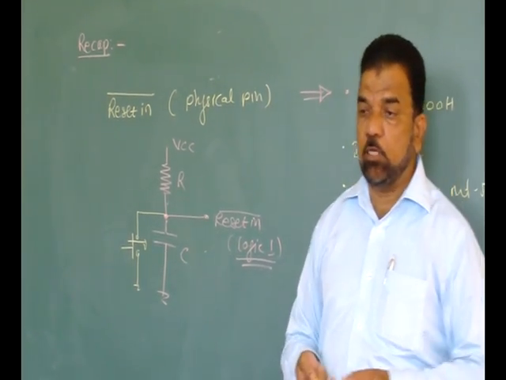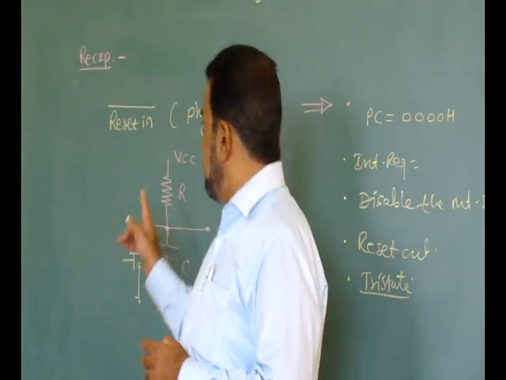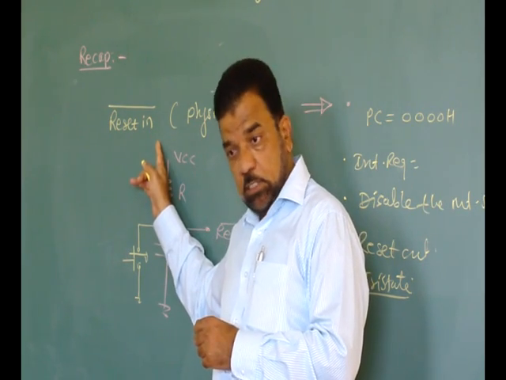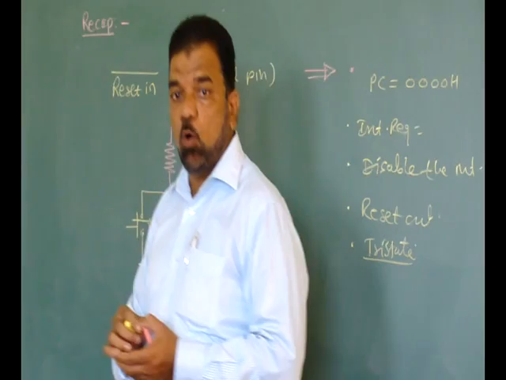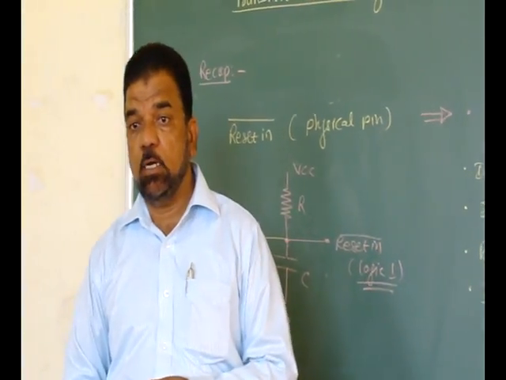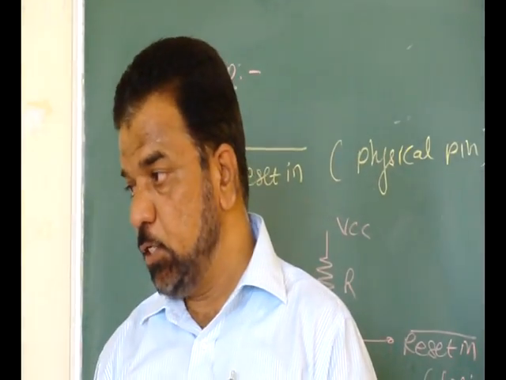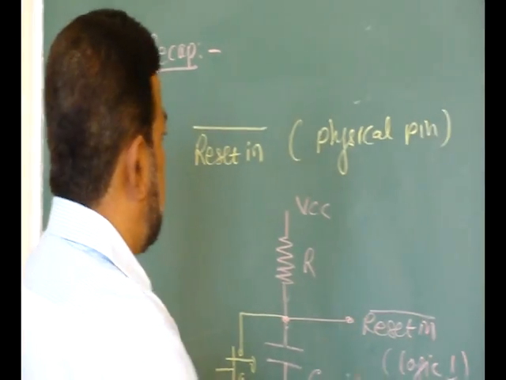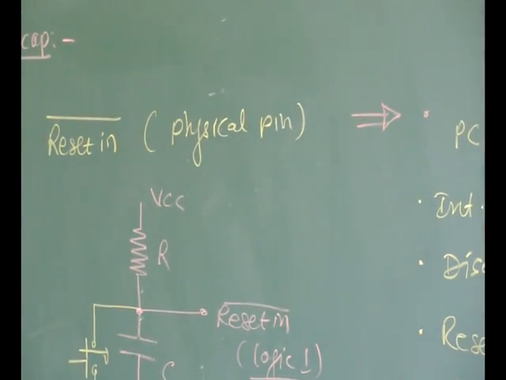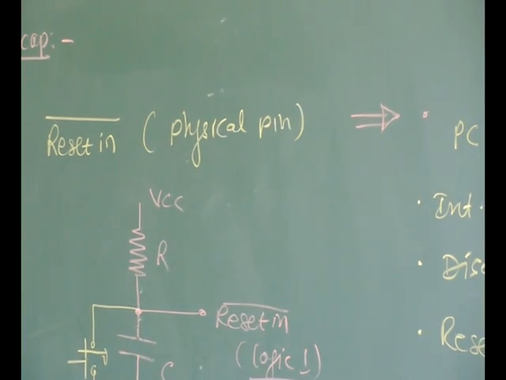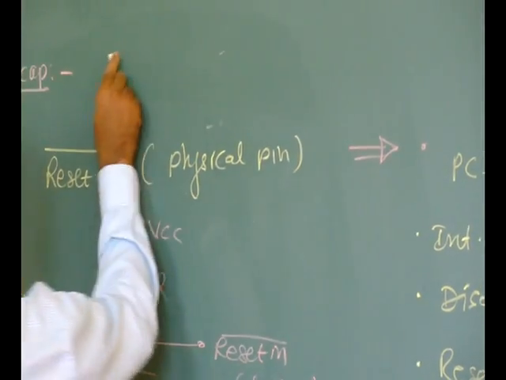That means to begin with, this particular pin must be disabled. Are you getting this? So the way to come out of the reset state is nothing but to disable the reset input. Okay, so this is the first step, which we are calling the reset state.